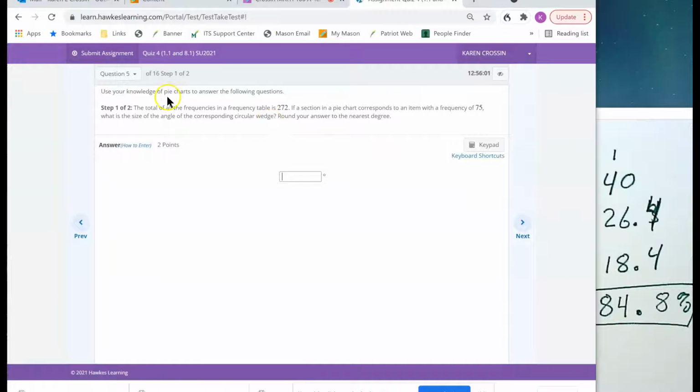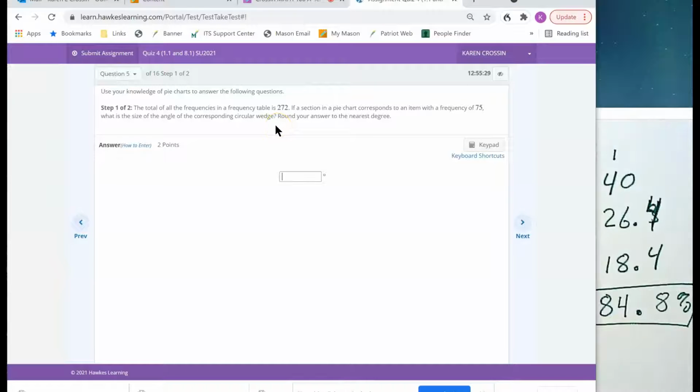Okay, use your knowledge of pie charts to do the following. This might be time consuming. We'll see. The total of all frequencies in a frequency table is 272. So what that means, the total of all frequencies in a frequency table, is like all the people that took the quiz or everybody there or all the things that they were recording. There's 272 total things. If a section in a pie chart corresponds to an item with a frequency of 75, what is the size of the angle corresponding to the circular wedge?